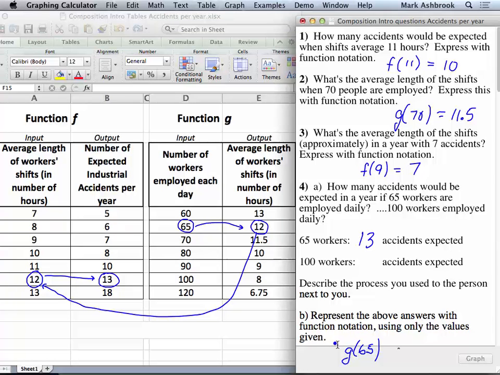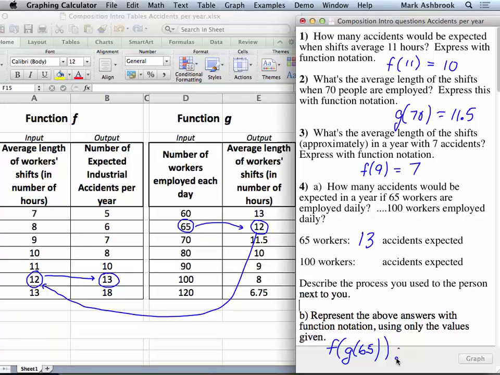Why? Because the output of G is going to be our input for our function f. You hear what he said? Well said. The output of G of 65 is now going to be the input of f, and so that's exactly how we notate that, right? So inside the parentheses for f is the input, but that is also the output of G when its input is 65.